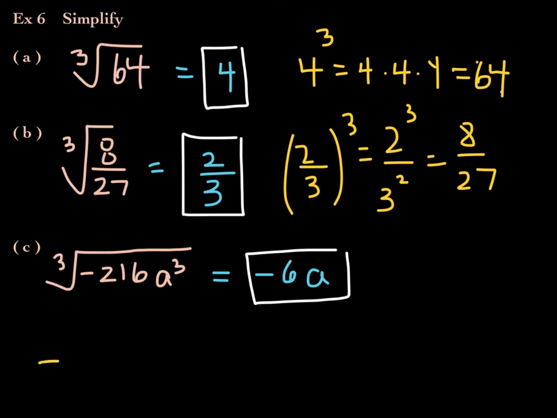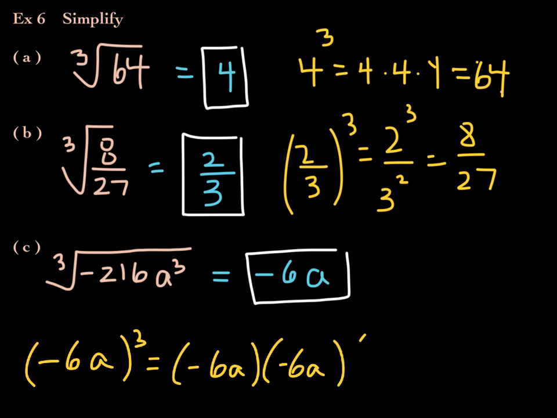If you take -6a and you cube it, it would mean, of course, -6a times -6a times -6a, and this will give you this radicand of negative 216a cubed, all right?